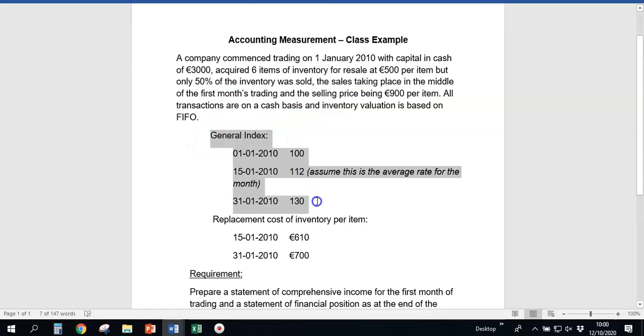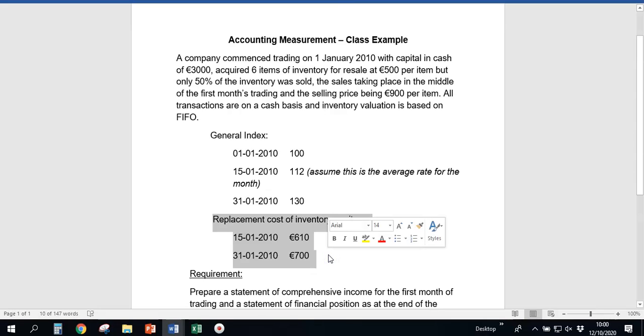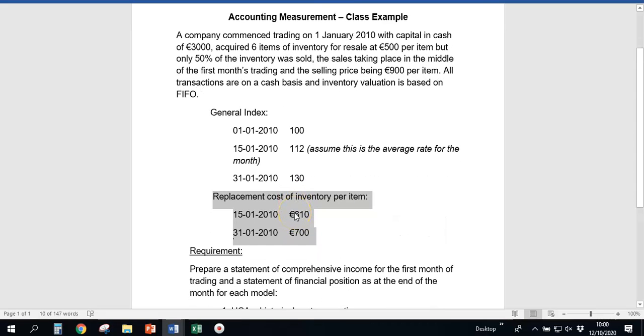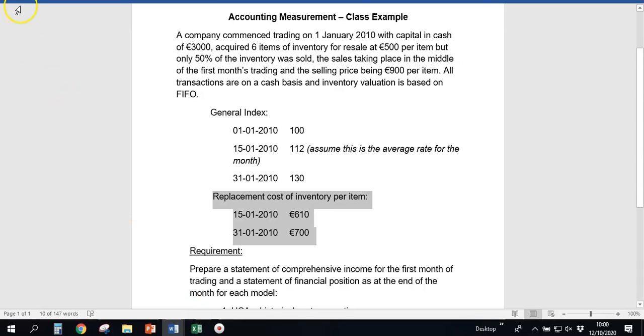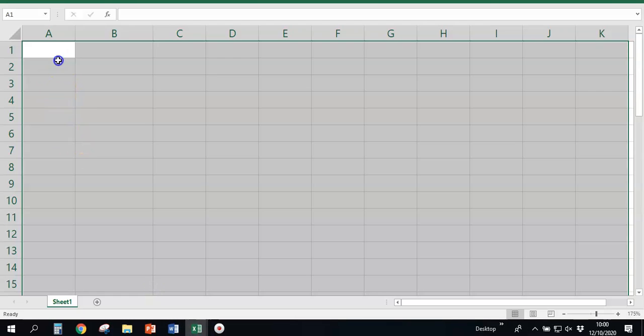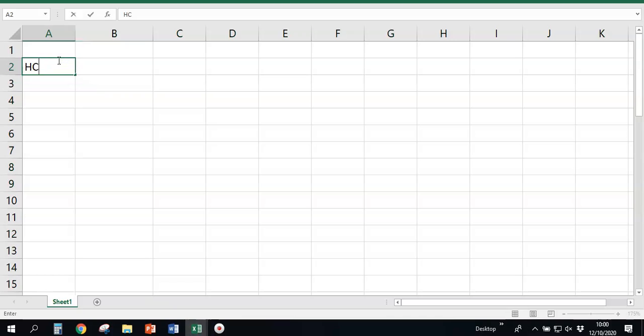The general index we don't need for historical cost accounting, because remember, it ignores inflation, and we don't need the replacement cost, because again, historical cost accounting does not use the current market value of the asset. So the historical cost accounts will look something like this. We'll call it HCA, and we're going to look at sales, cost of sales, and gross profit.